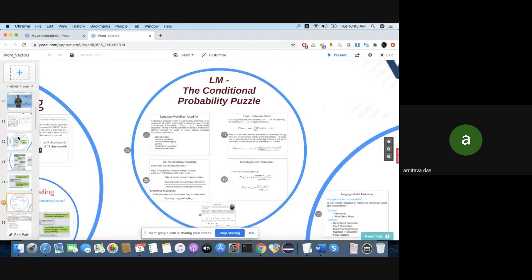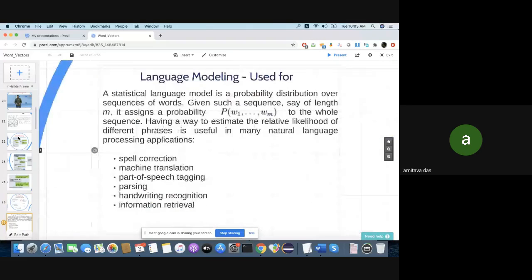Now let us try to formulate this language modeling problem, because when word2vec came, it actually came from two roots, and the two roots came together and made the wonder. One is distributional semantics, and the second is the language model. So what is a language model and how could it be useful?